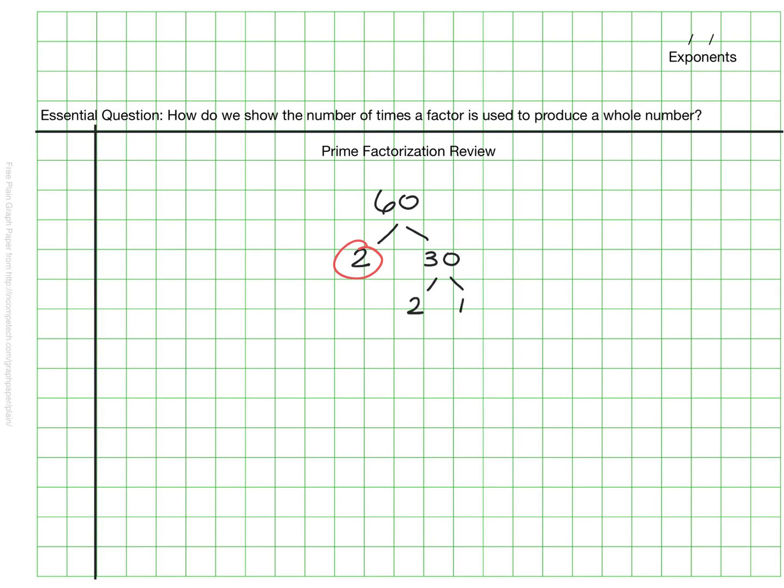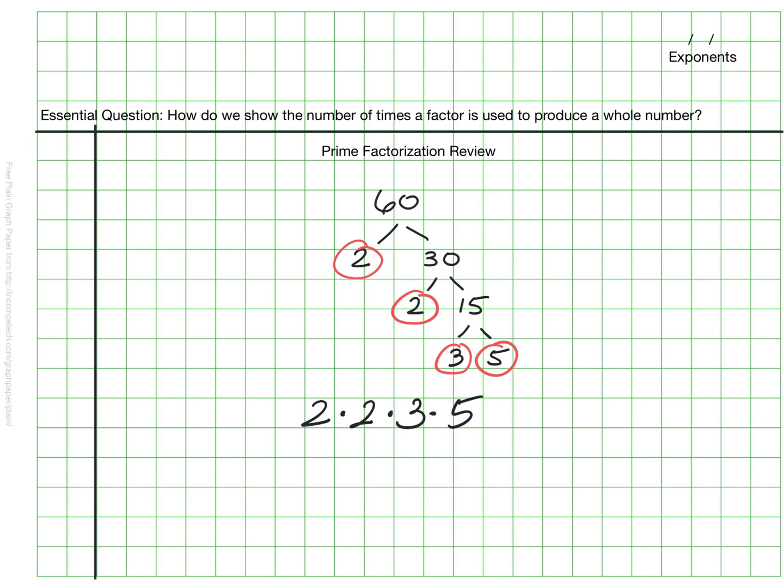I know 2 times 15 multiplies to make 30. 2 is prime, but 15 is not. And lastly, I know that 3 times 5 makes 15. And so I've hit the end of every branch ending with a prime number. So now I know that the prime factorization of 60 is 2 times 2 times 3 times 5. Those numbers multiply to make a product of 60, and they are all prime numbers.